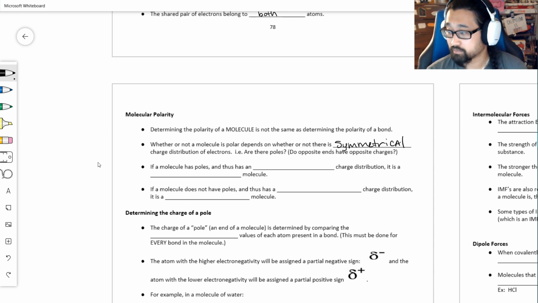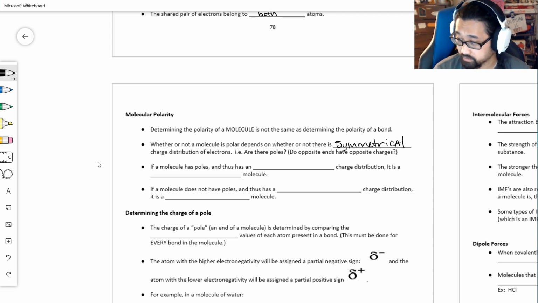So if a molecule has poles, and then because it has poles, it has an unequal charge distribution, it is, I'm going to use a different word here, asymmetrical, which just means not symmetrical. It is a polar molecule. If it does not have poles, thus it is symmetrical, then it is a nonpolar molecule, right?